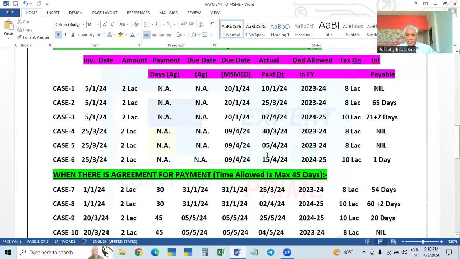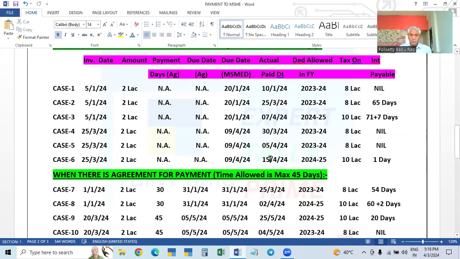So it is paid in the next financial year. That is why this 2 lakhs will not be allowed. It will be disallowed. So 8 lakhs plus 2 lakhs, income tax is to be paid on 10 lakhs this year, and this will be allowed in the next financial year, because it is paid in the next financial year.